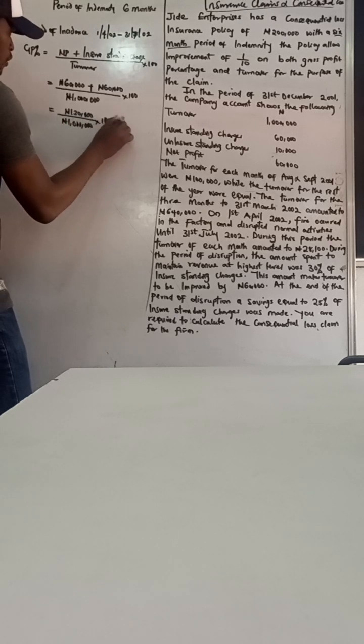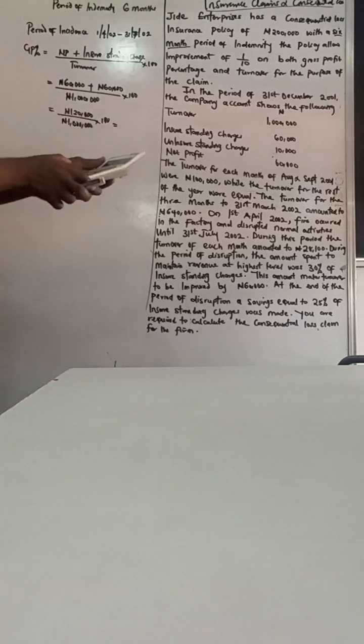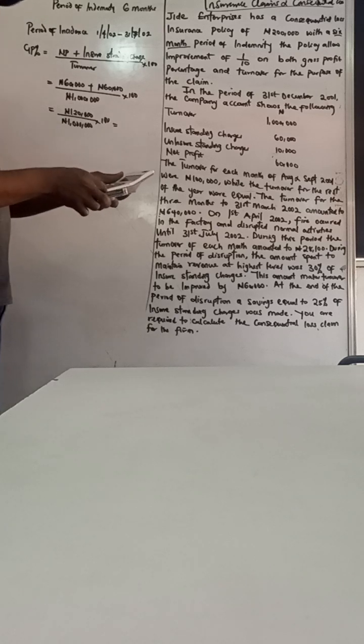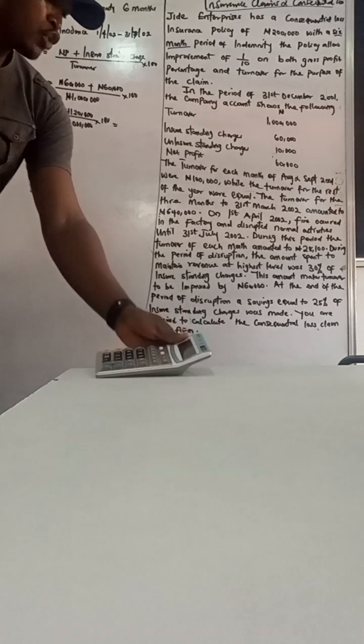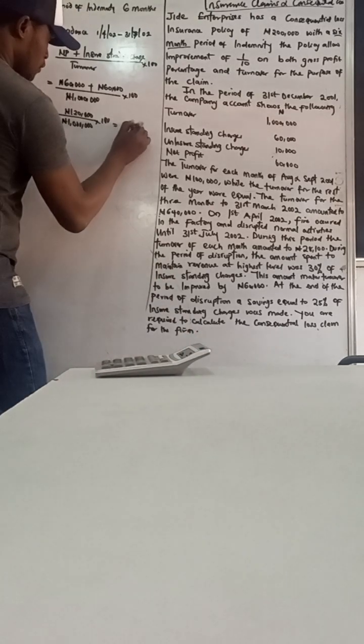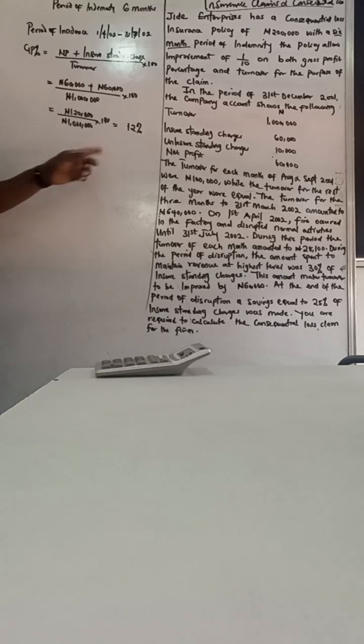times 100. So let me take my calculator. So I have 120,000 divided by 1 million. So that will give me 12%. Do you see it now? 12%. What is the next step?